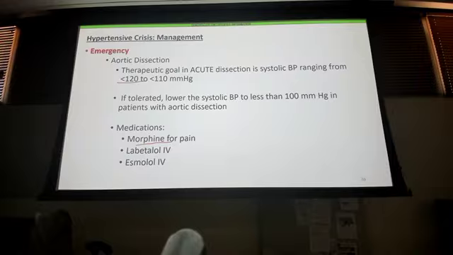Okay? If we give them morphine and we're treating their pain and they still are not at goal, then we can do the labetalol or esmolol in an IV titratable form to get them down to goal. But manage their pain first.